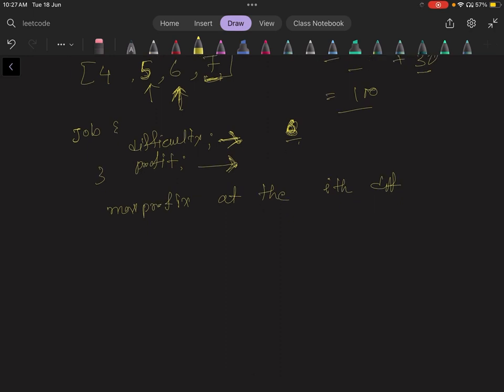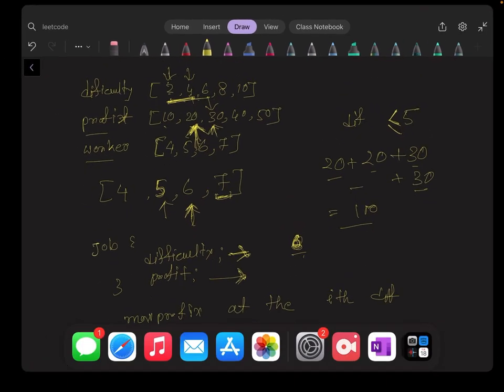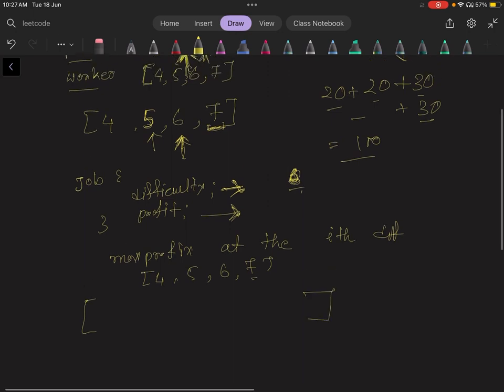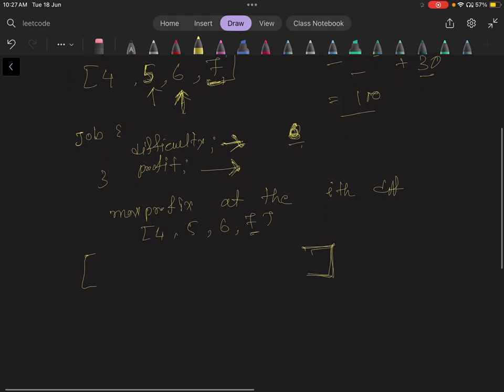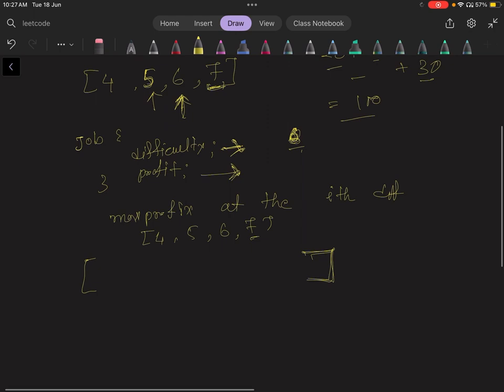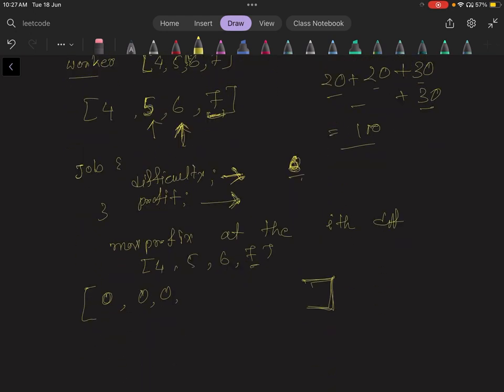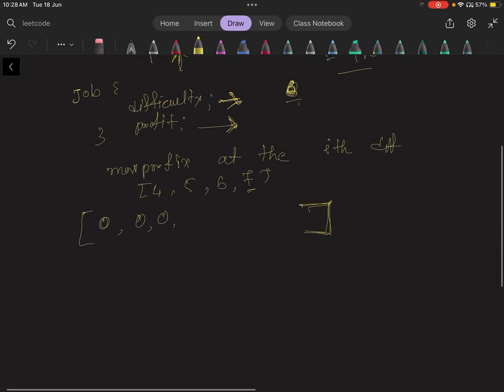So basically, here we have workers of 4, 5, 6 and 7. I will create an array up to 7, and at first we will store the maximum profit we can get at each difficulty. Initially the first element is 0, so the profit we will get is 0, again 0, again 0. Not 0, it is 2, and at the level of 2 we are getting the profit as 10, right? I will just write it down again here.